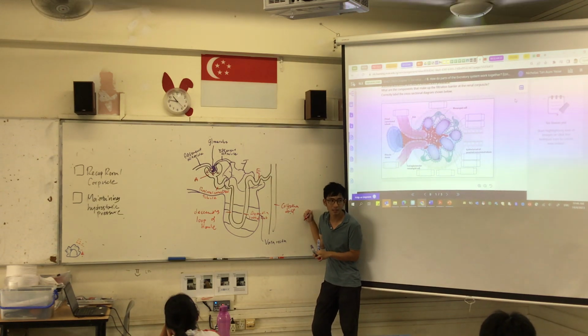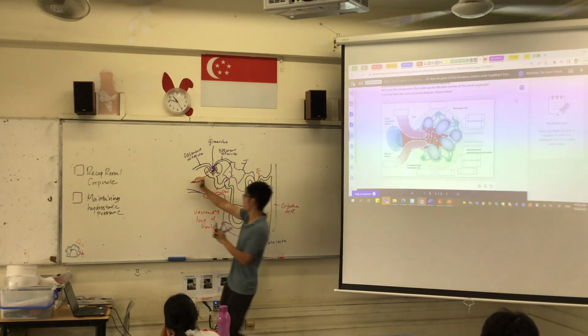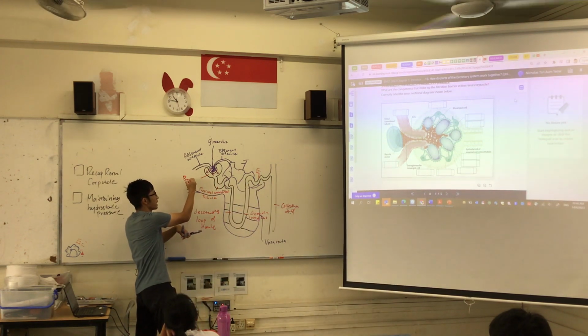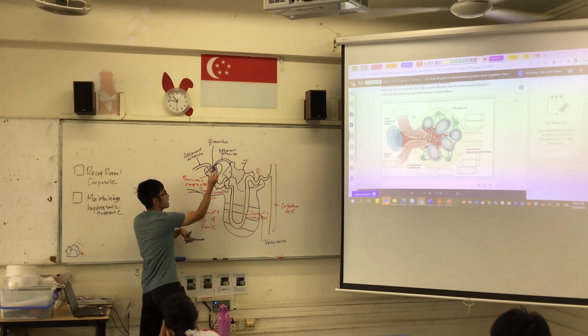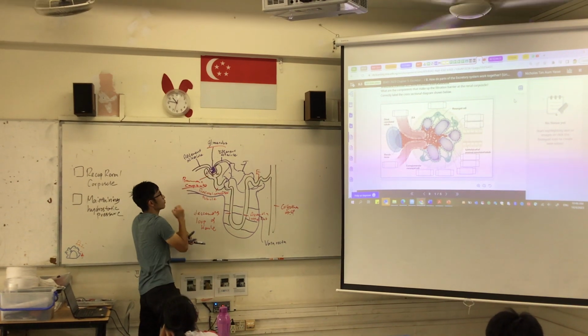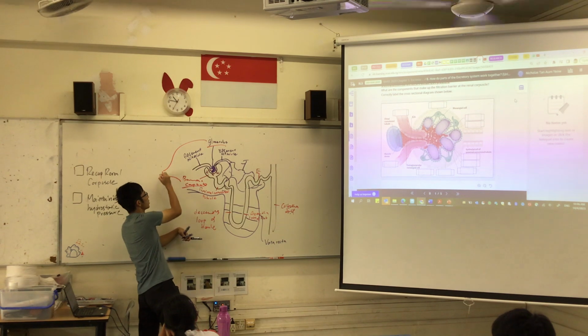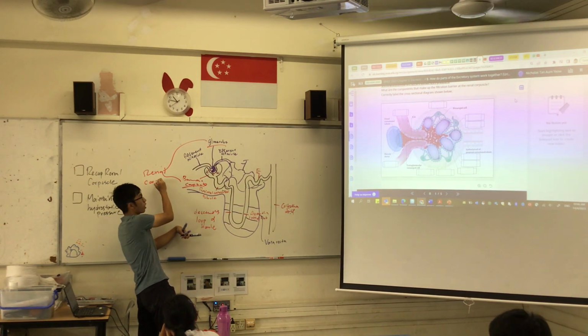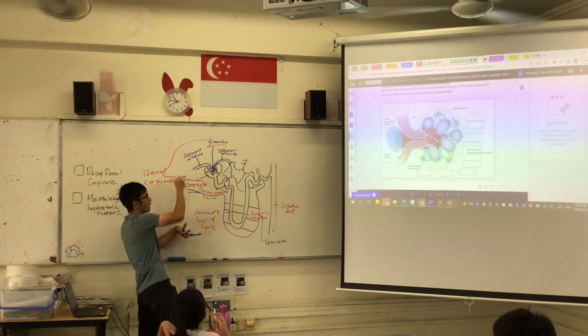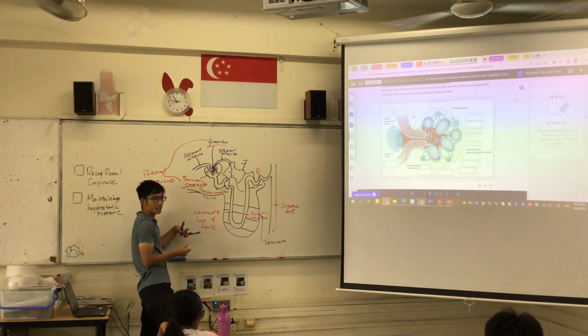Wednesday. Very good, thank you. I can finally say what it is. Okay, this is the Bowman's capsule. Okay, combine the Bowman's capsule and the glomerulus together. There's a name. What is it called? Okay, it's called the renal corpuscle. So these two combined, that's what it's called. Okay, Wednesday, next.